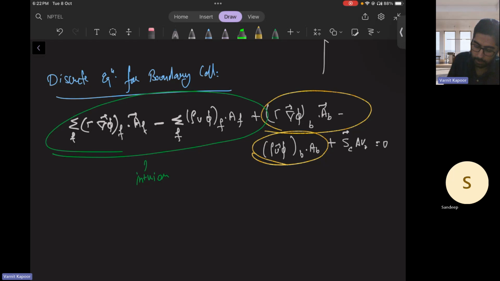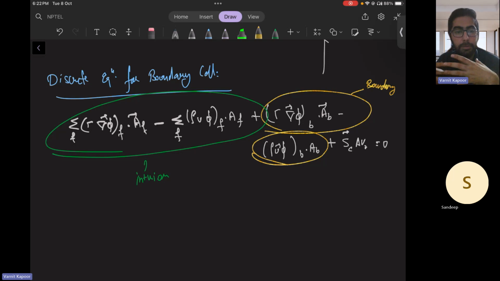And this represents the boundary. All right, and the source terms. So this is our original regular equation, but written separating out the interior as well as boundary cells. So we know how to discretize these interior faces already. We have done this kind of thing in our previous tutorials. We just need to look at how to discretize the boundary terms.